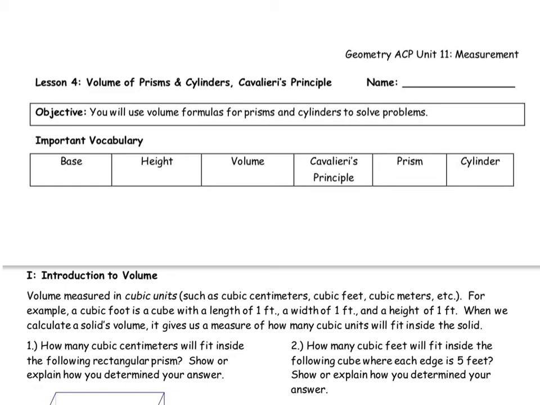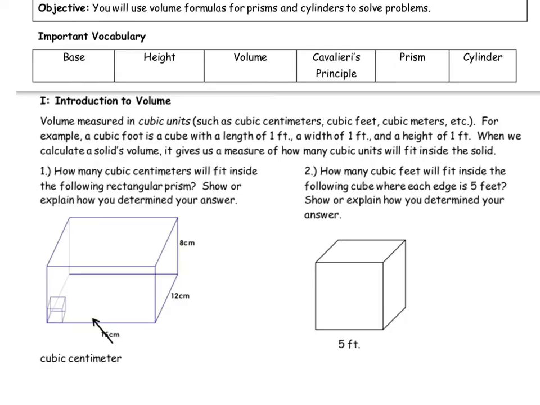Today's lesson is on volume of prisms and cylinders, and we'll also talk about a principle called Cavalieri's principle, which is about oblique solids. Just a quick reminder about what volume calculates. Volume is the number of cubic units, that means little cubes like this, that fill up a space. So this is a three-dimensional unit. 1 cubic unit is 1 by 1 by 1.